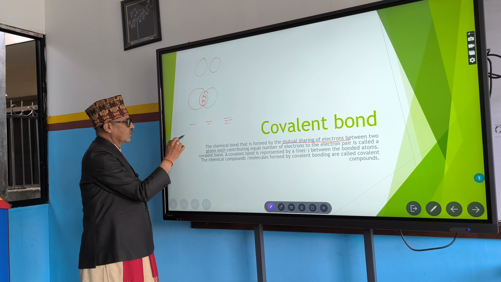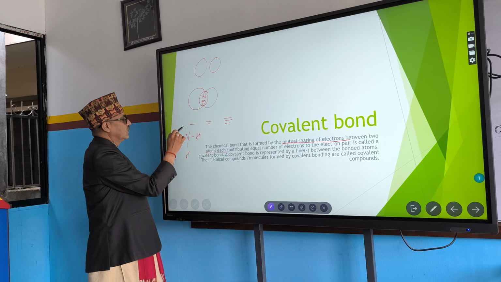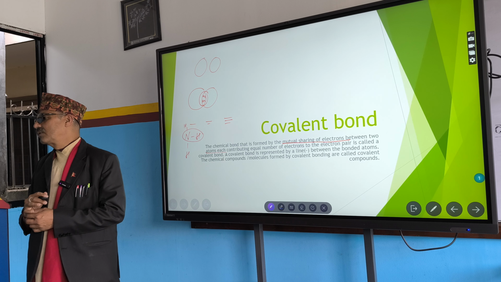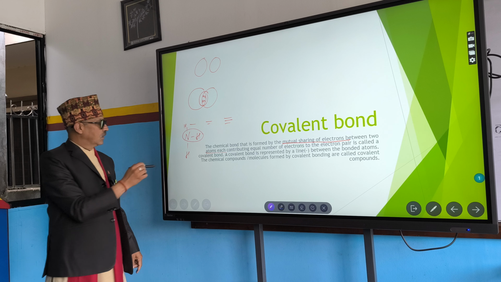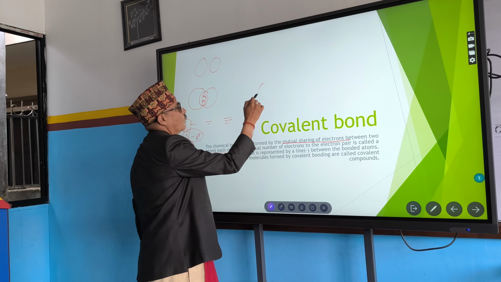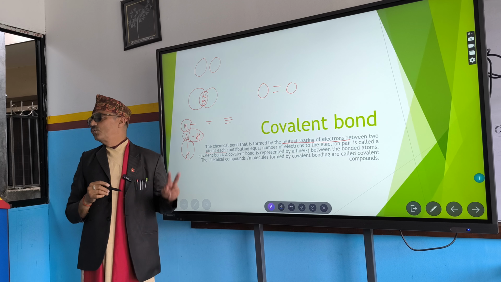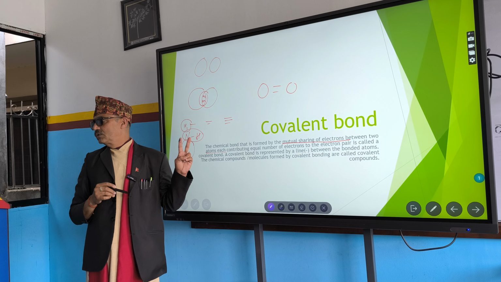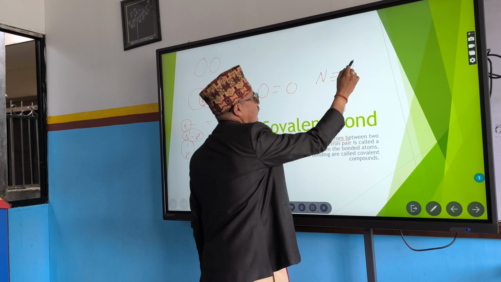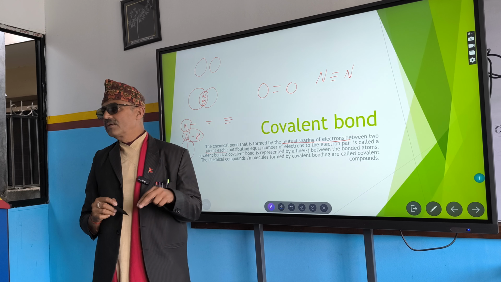This line indicates how many electrons are shared. If a single line is there, like between nitrogen and hydrogen, how many electrons are shared? One pair is shared. Here also one pair, here also one pair. What if I write O double bond O? How many electrons are shared? Two pairs, right? If I write N triple bond N, how many electrons are shared? Three pairs are shared. Single pair, double pair, triple pair.